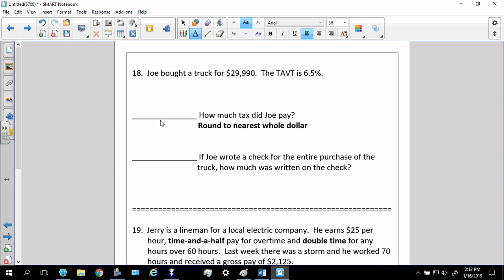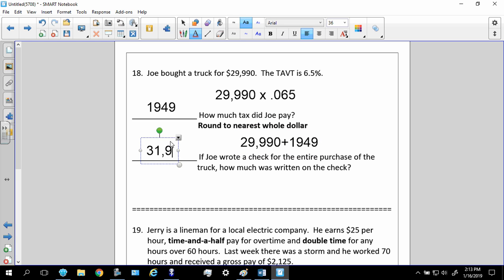And lastly, the last page here, Joe bought a truck for $29,950. The TAVT is 6.5%. So TAVT is very similar to sales tax. So 29,950, I'm going to times that by 0.065, and when I do that, the tax ends up being $1,949. This is rounded to the nearest whole. So if Joe wrote a check for the whole thing, basically 29,950, we're going to add that to 1,949. So when we do the math, it's $31,899.